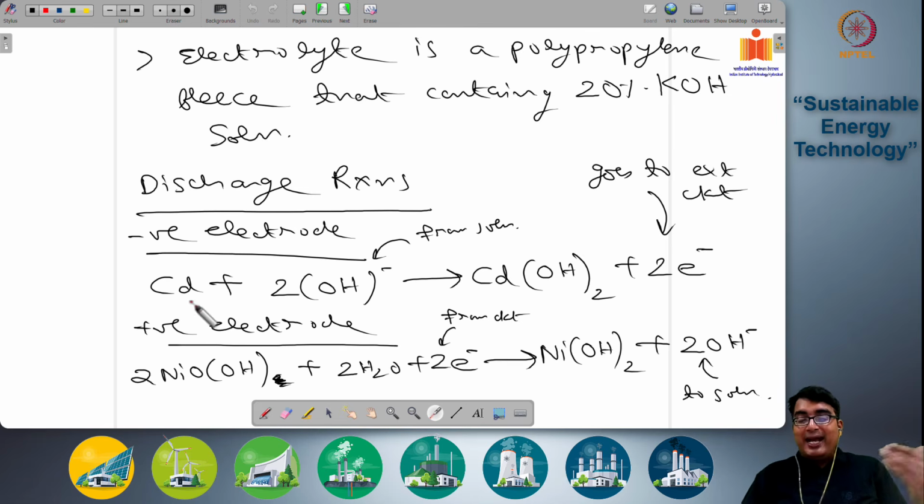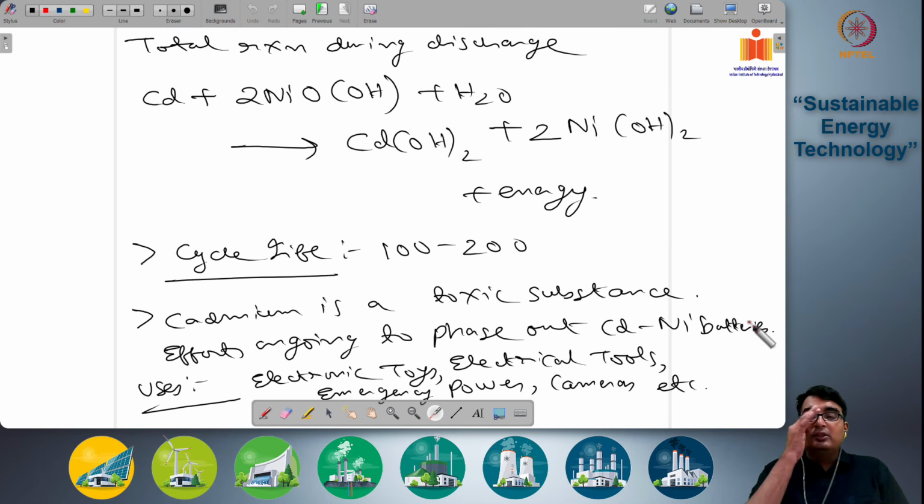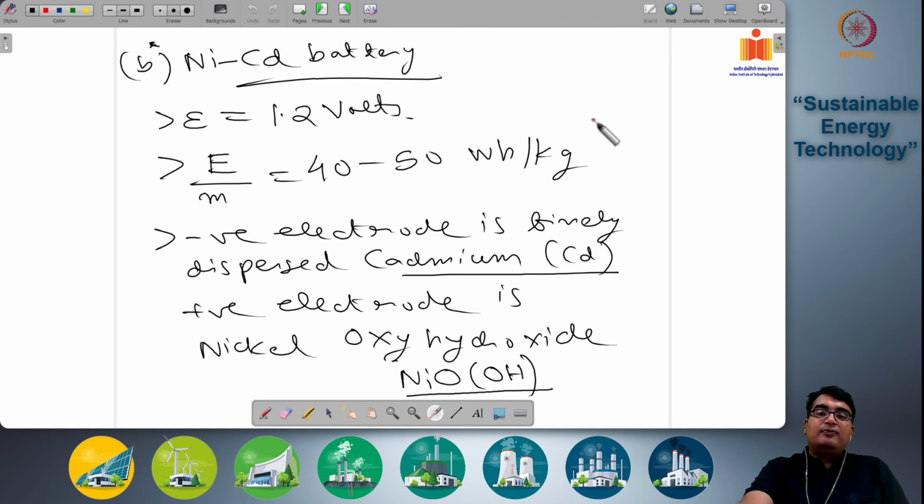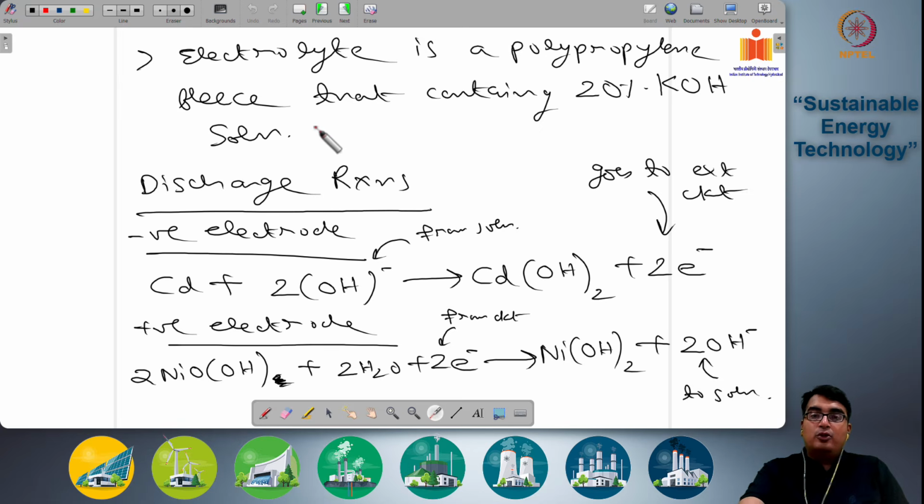So the negative ions react with cadmium to produce cadmium hydroxide and 2 electrons, while on the positive electrode side, the nickel oxyhydroxide reacts with electrons and water to form nickel hydroxide and 2 OH minus ions. Okay. So the total reaction is cadmium plus nickel oxyhydroxide plus water equals cadmium hydroxide plus 2 nickel hydroxide plus energy. Okay, and that energy gives you the EMF of 1.2 volts.